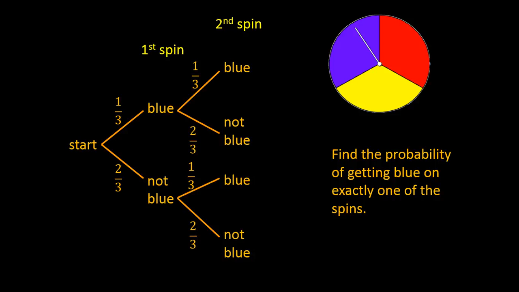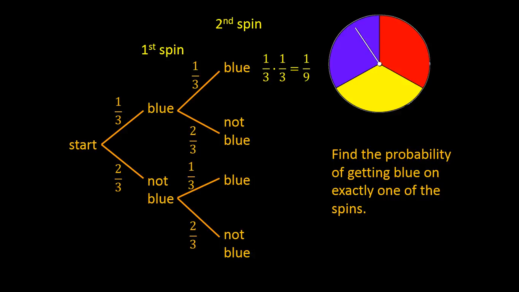So, let's use that multiplication rule for probabilities. We want to know the probability of getting blue on exactly one of the spins. Well, that doesn't happen here. Getting blue and blue would be getting blue on exactly two of the spins, but the probability of that happening is equal to the probabilities along the branches, which is 1/3 times 1/3 or 1/9.